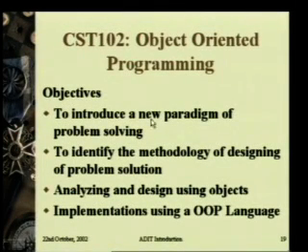Well, in object-oriented technologies, what we have made available to you is object-oriented programming. What are the objectives of object-oriented programming? Well, the basic objectives are to introduce a new paradigm of problem solving, to identify the methodology of designing of problem solution, analyzing and designing using objects, and implementations using object-oriented programming languages.